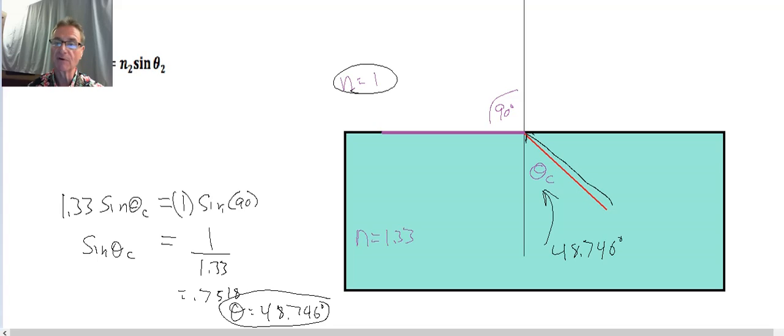You can get a critical angle for any type of material. It can be water, it can be glass, diamond. One of the reasons that diamonds sparkle so much is due to the total internal reflection of light inside the diamond.